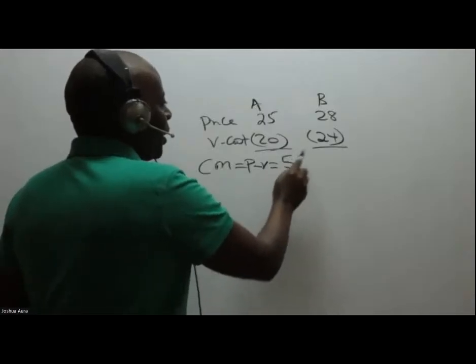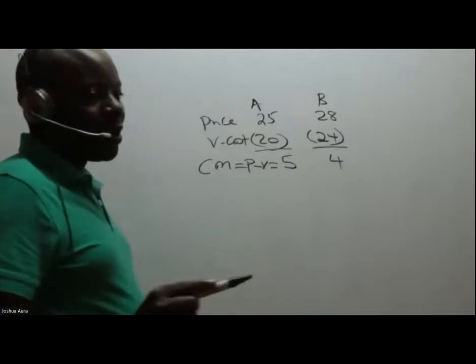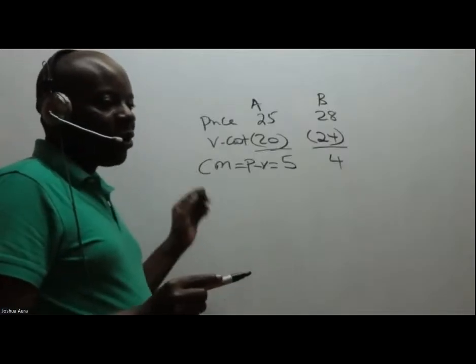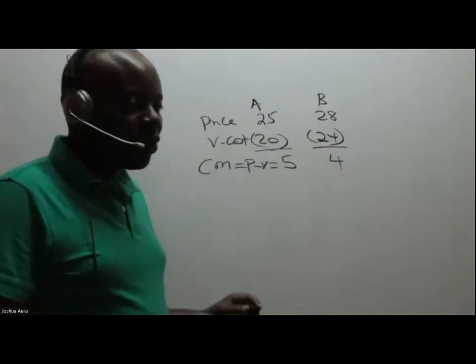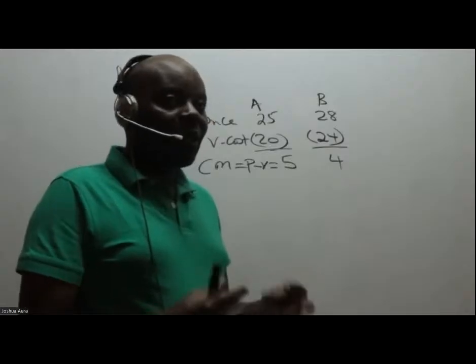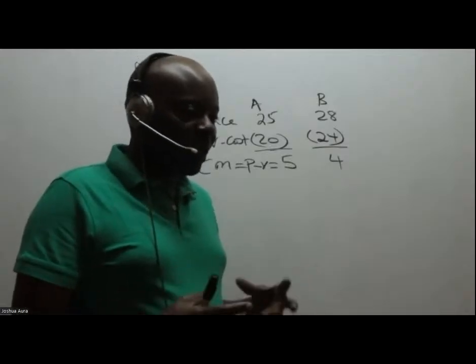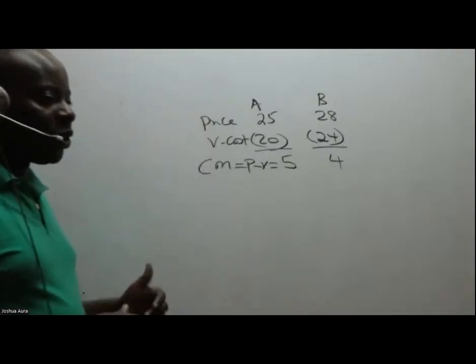So the first one is 5. The second one is 4. So contribution margin, we have 5 and 4. Can somebody confirm that we are together up to here? You've been able to get how much each unit is contributing towards your fixed cost and the profitability of the organization. Thank you very much.